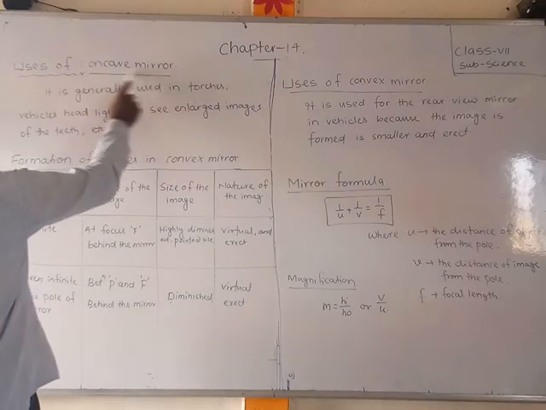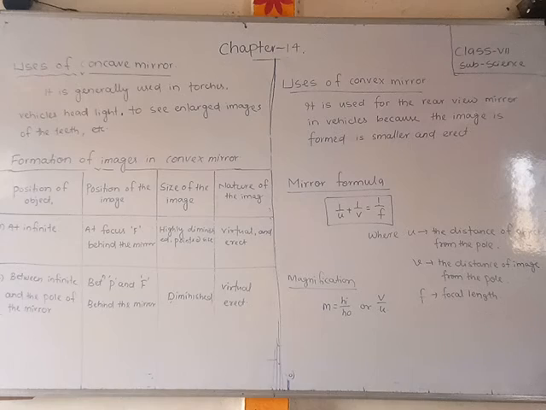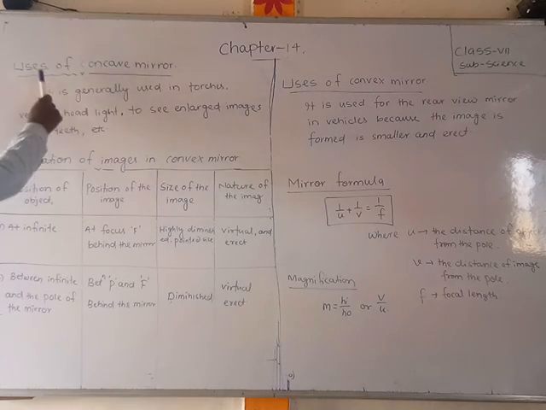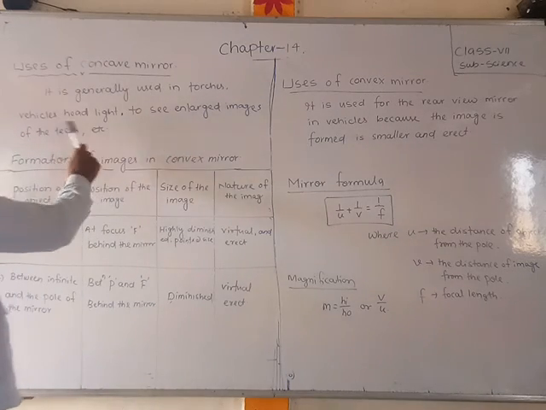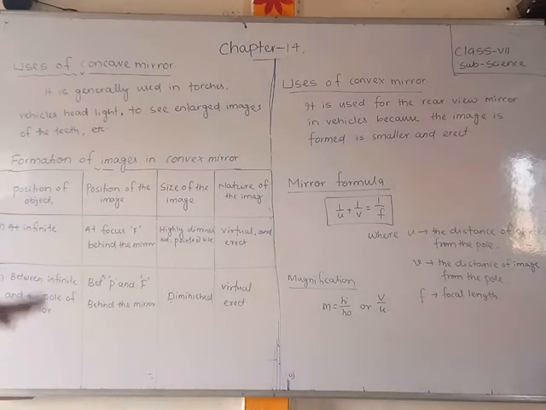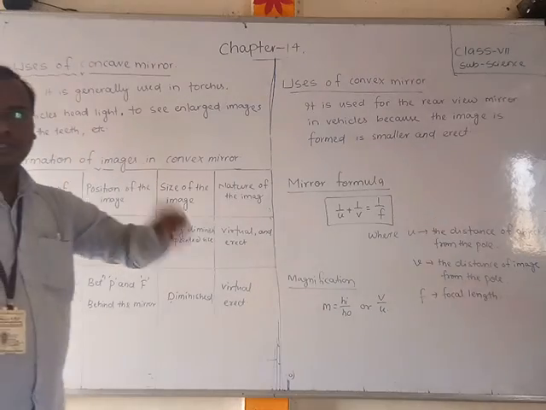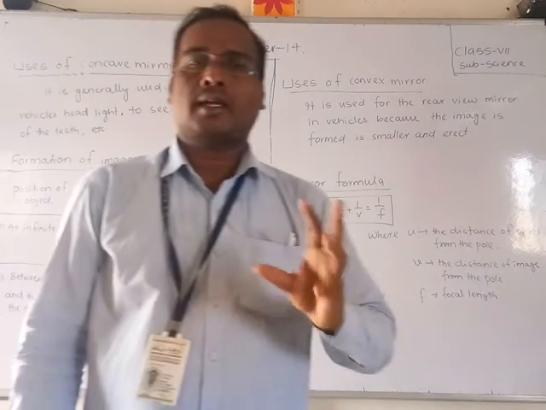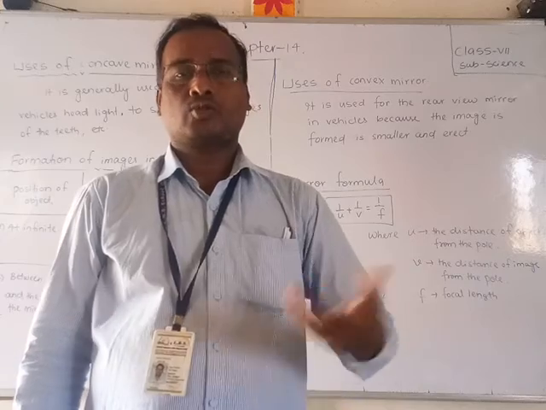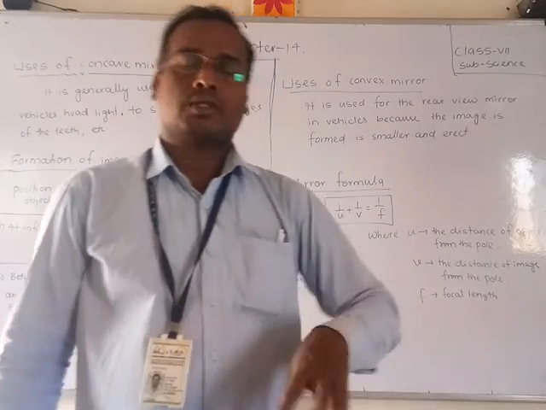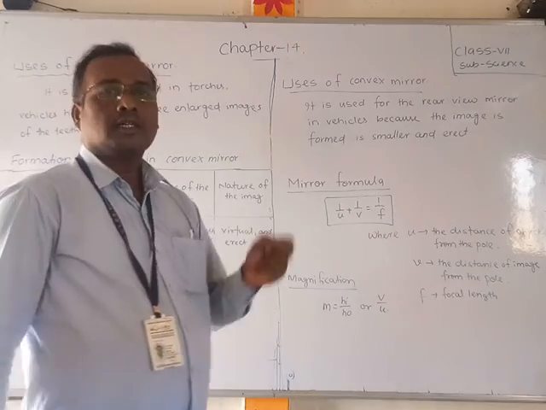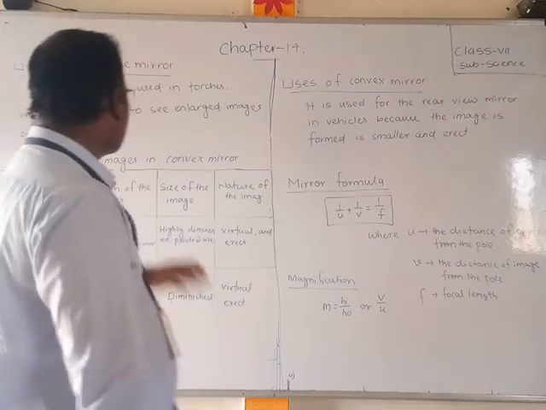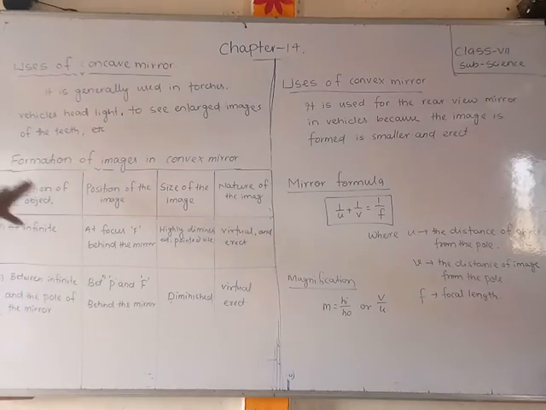First of all, students, see the uses of the concave mirror. It is generally used in torches, vehicle headlights, and to see enlarged images of the teeth, etc. Generally we use it for torch lights and vehicle headlights in automobiles. Next, to see the enlarged image of the teeth, doctors use it. So many applications are there.